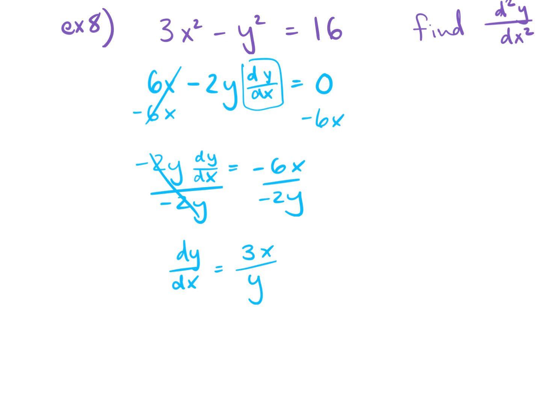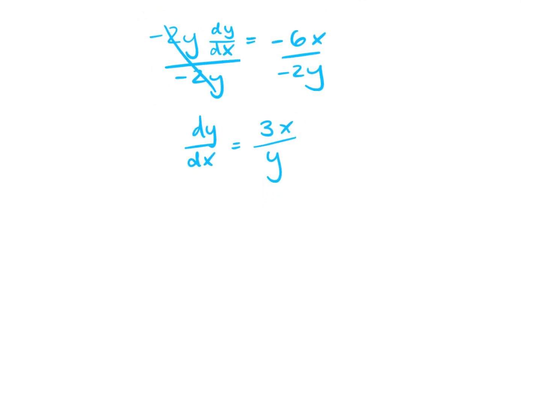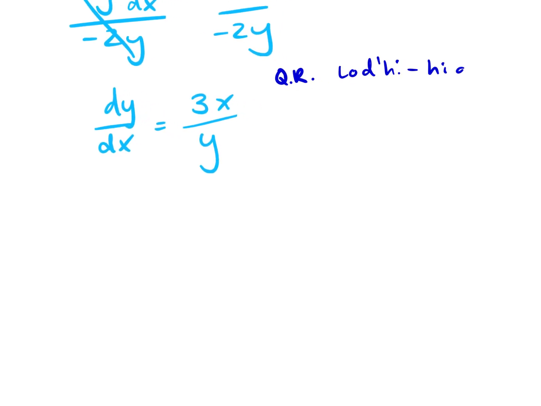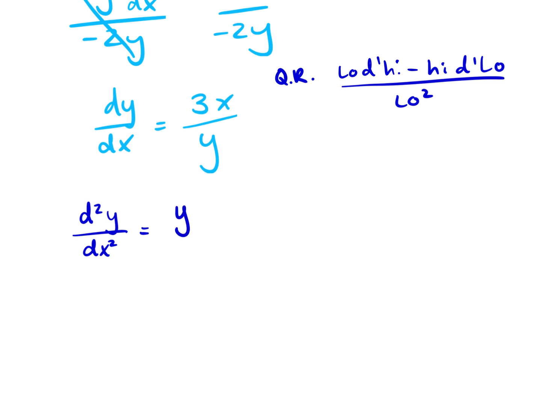How would we find the derivative? Awesome. We're going to use our quotient rule. So our quotient rule is low d high minus high d low over low squared. So our second derivative would be low, which is y, times the derivative of our numerator. What's the derivative of 3x? 3.